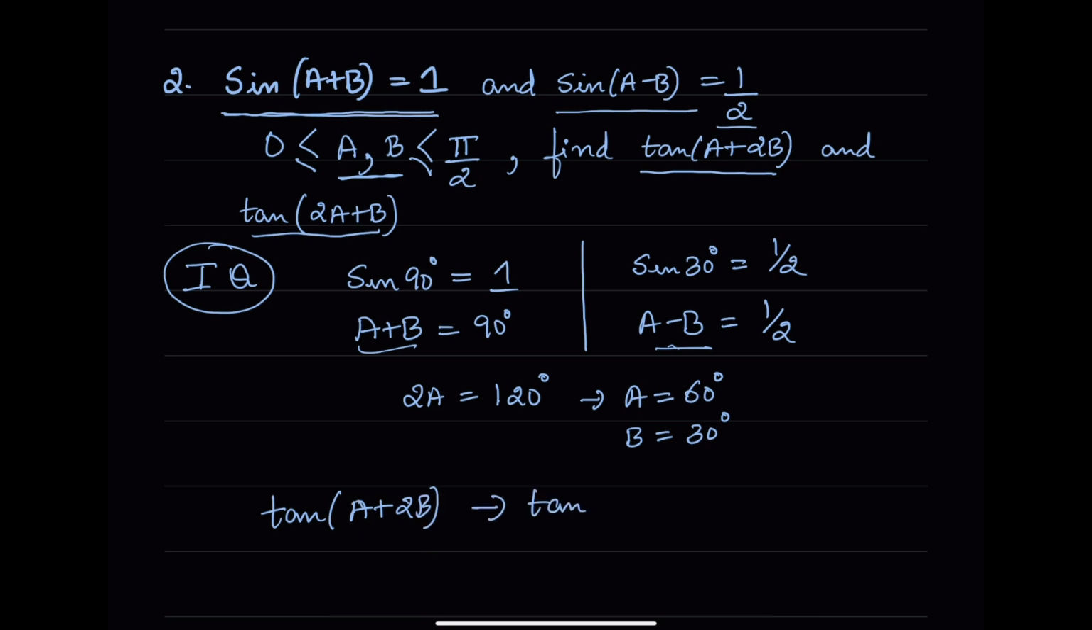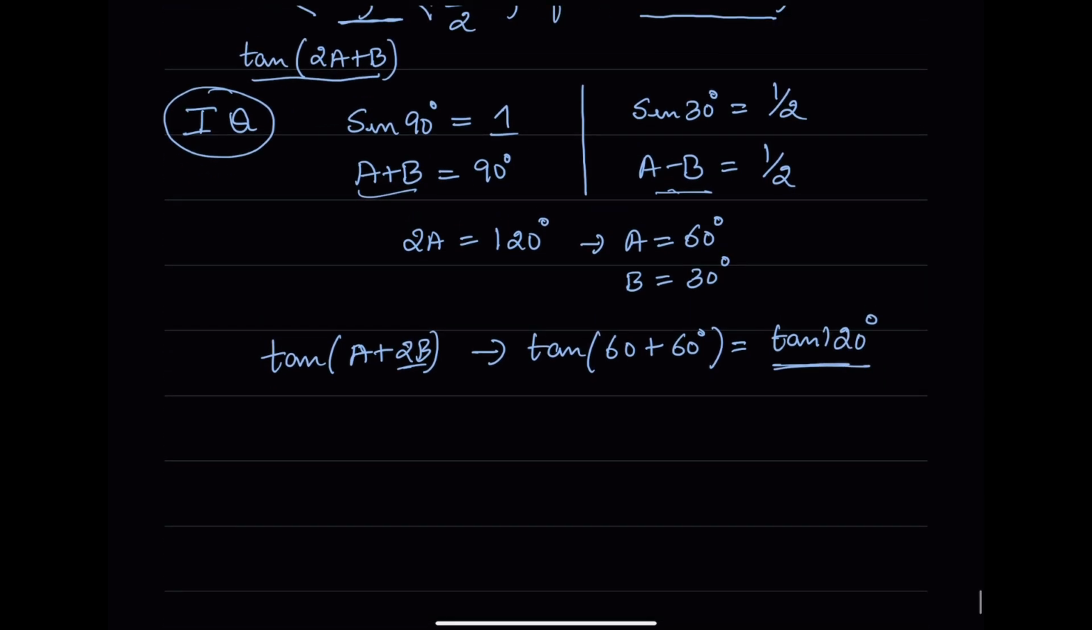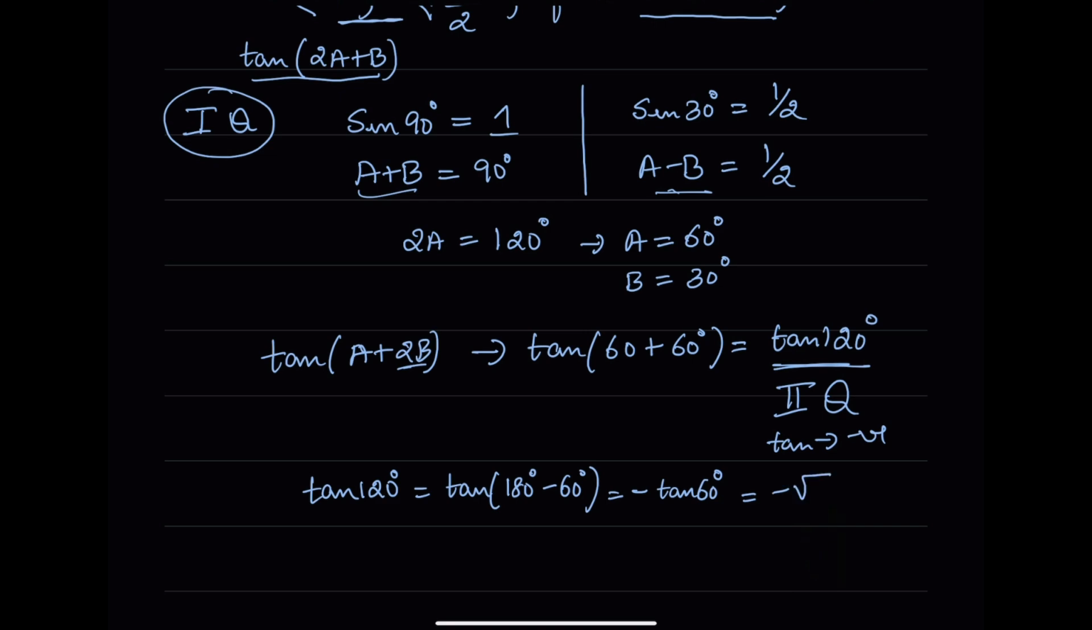This would be tan of A is 60 plus 2 times B is again 60 degrees, which is tan of 120 degrees, correct? Now what is tan of 120 degrees? That means this is second quadrant, and in the second quadrant, tan is negative. So tan of 120 degrees is equal to tan of 180 degrees minus 60 degrees, which is equal to minus tan 60 degrees, which is minus square root of 3.